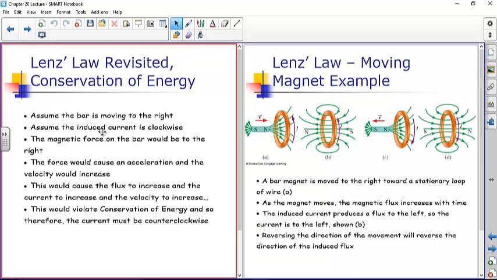Assume the bar is moving to the right. Assume the induced current is clockwise. The magnetic force on the bar would be to the right. The force would cause an acceleration and the velocity would increase. This would cause the flux to increase and the current to increase and the velocity to increase. This would violate conservation of energy, so therefore the current must be in the other direction. It's like you can't create energy.